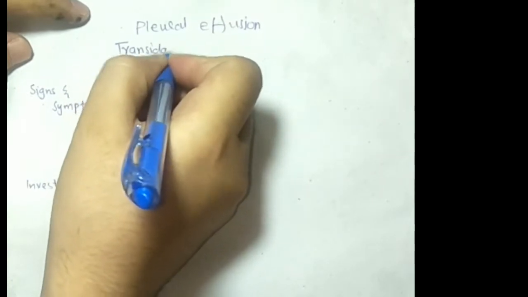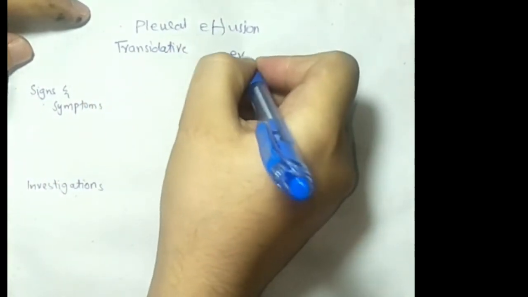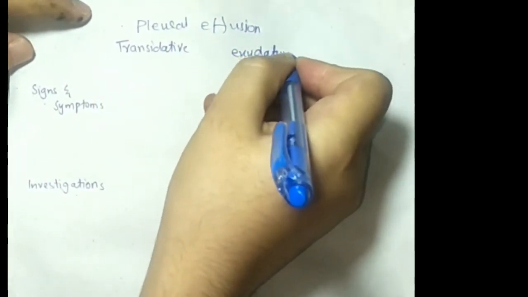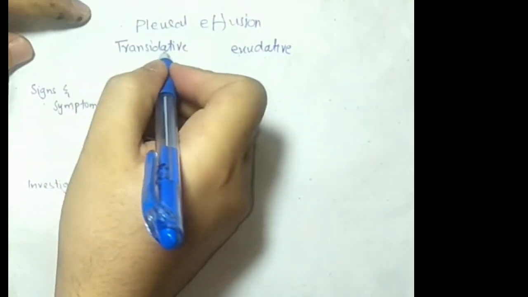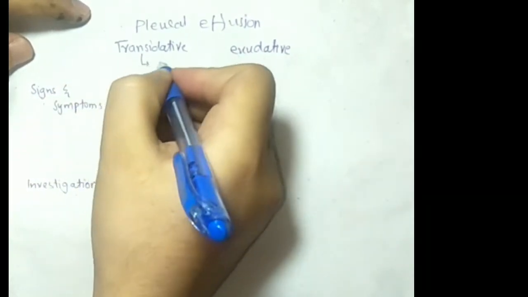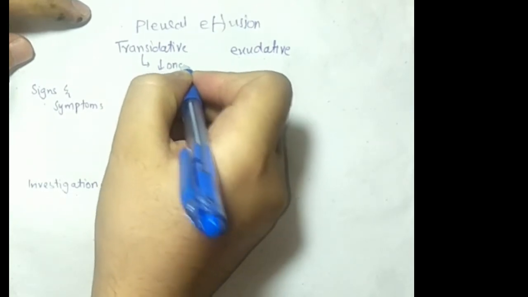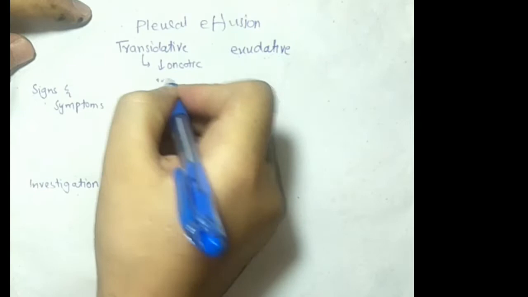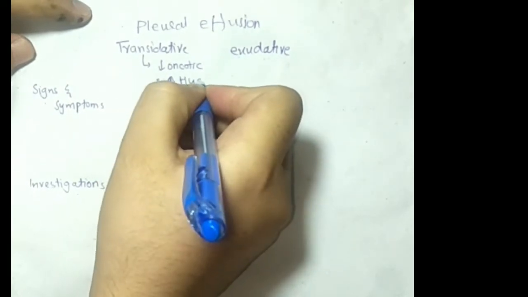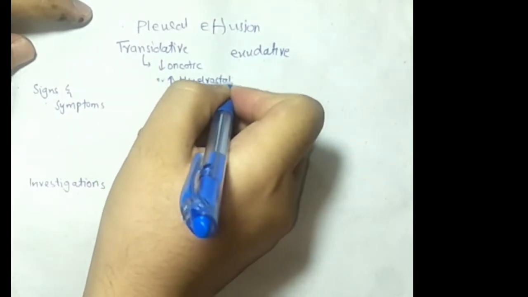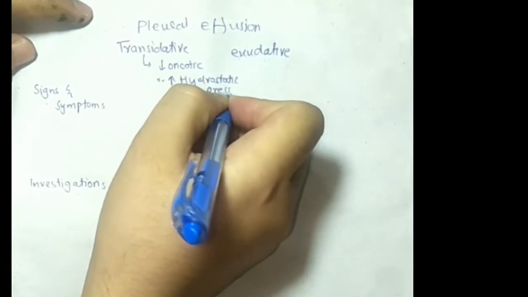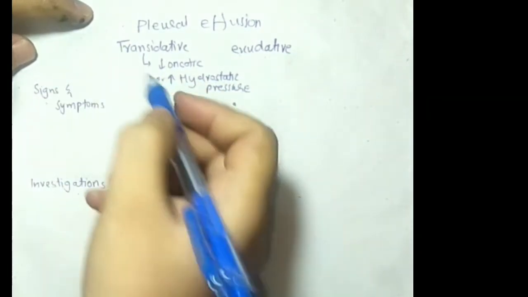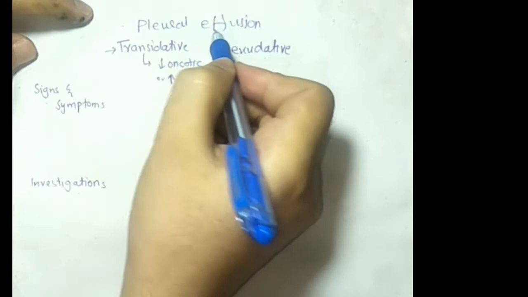One is transudative type and another is exudative type. So first of all, transudative type. In transudative type, there is a decrease in oncotic pressure inside the blood vessel, or an increase in hydrostatic pressure. Either of these conditions can cause transudative type of pleural effusion.